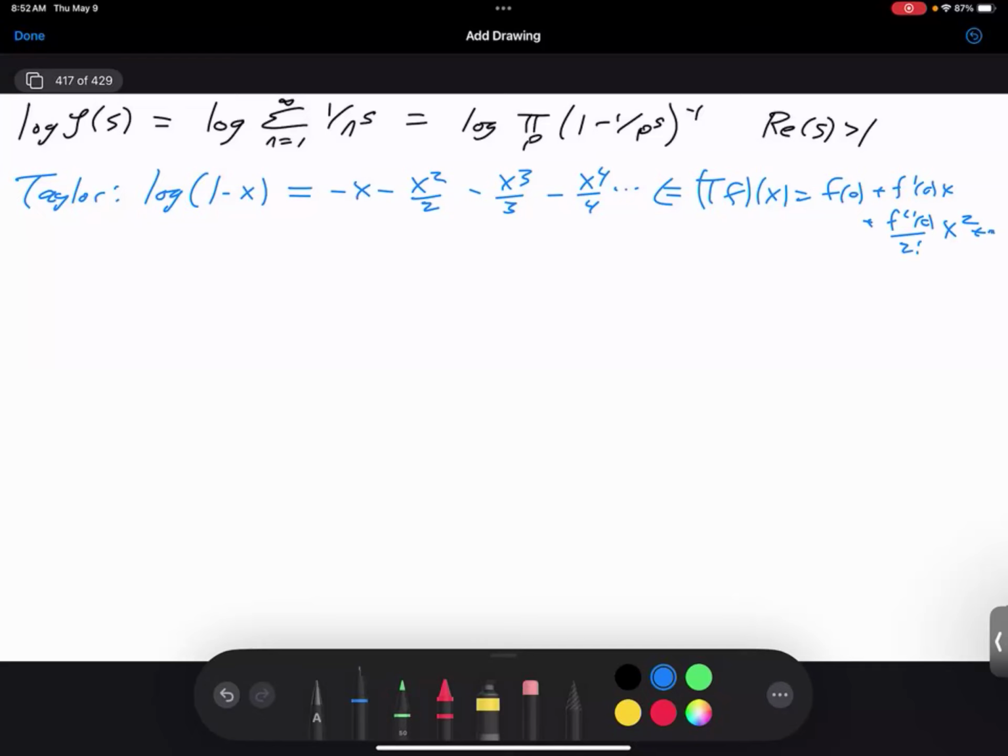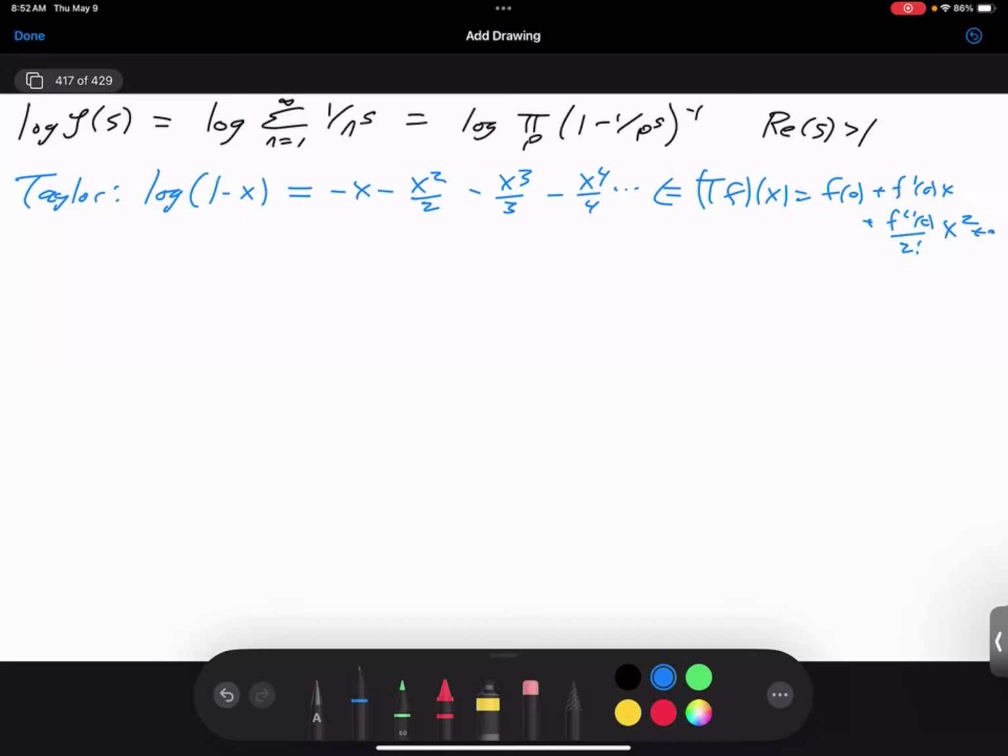Well, that makes sense. If x is a small positive number, 1 minus x is a little bit less than 1, so its log should be negative. So this is reasonable. If x is a negative number, 1 plus x is a little bit greater than 1, so its log should be a small positive number. Always do quick sanity checks.